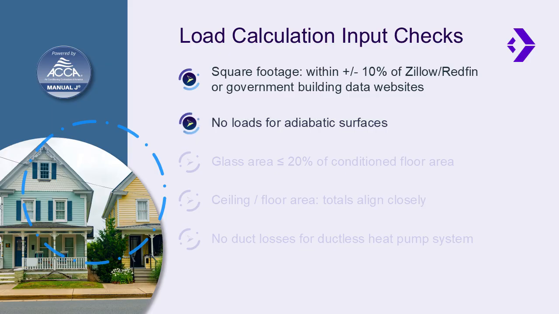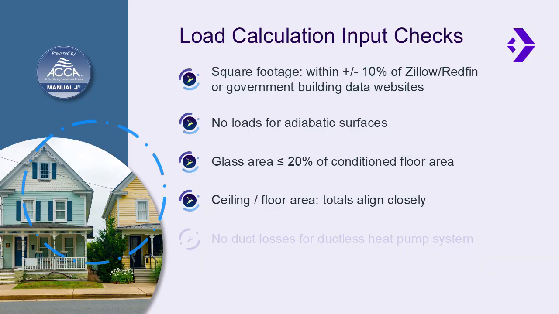Next, double check again on those adiabatic surfaces. Don't include them in your model. And then we can do some sanity checks. The total glazing area for most homes is typically 10 to 20% of the conditioned floor area. Homes with over 20% glazing exist, but if you're in one, you'll feel it. You'll see it. It feels like a fishbowl. Windows are a weak point in the thermal envelope, so getting them right really matters.